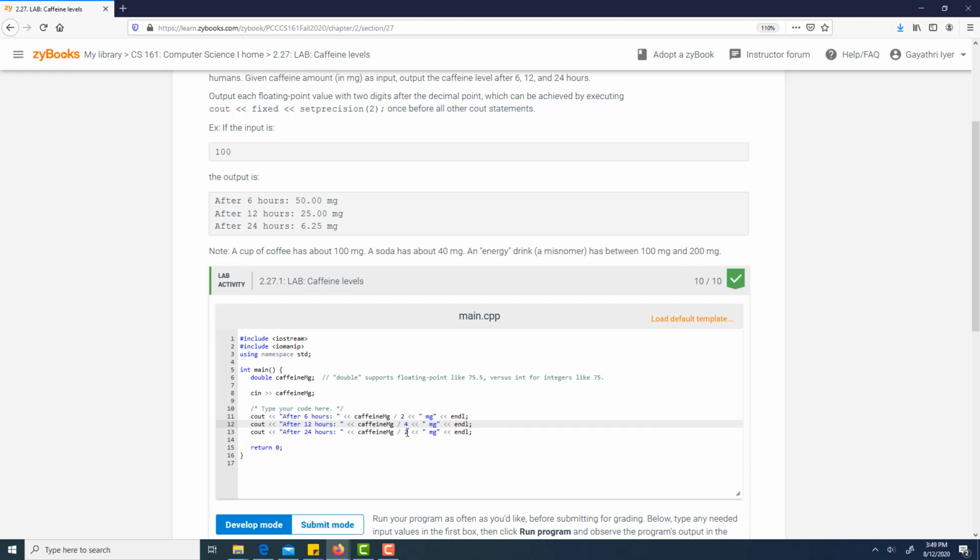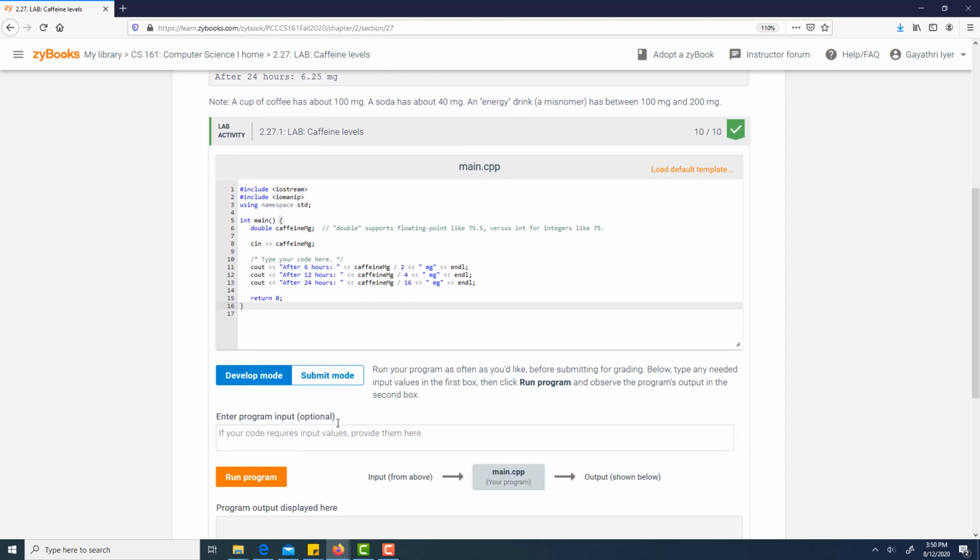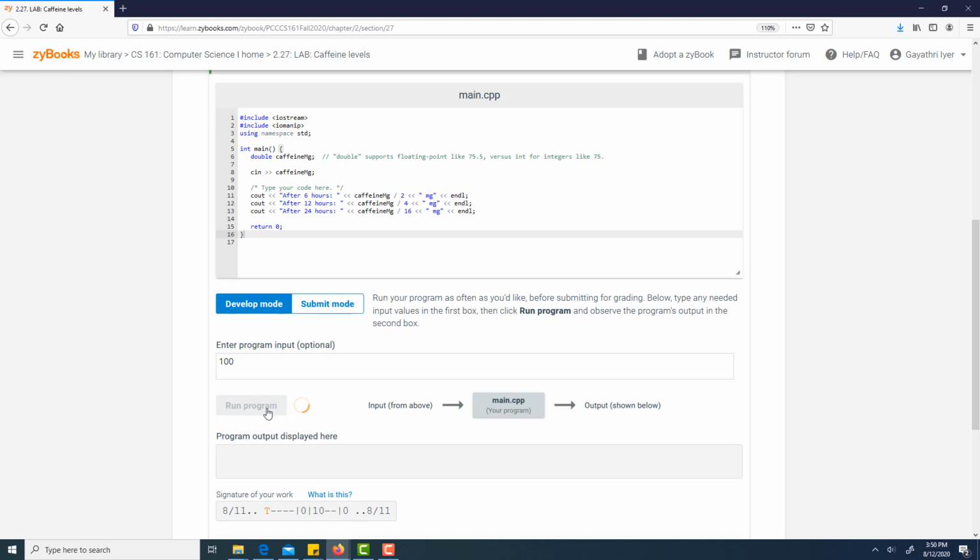Sorry, 4. Now for this one, you divide by 2 for 6, then you divide by another 2 for 12 hours, then another 6 will be 18 hours, and another 2, and another 2 would be 24. So that would be 16. So instead of saying 2 times 2 times 2 times 2, we can simply say 16. Okay, and I have an endl after that. I think that should do it. Let's leave it in develop mode. If your program requires input, let's type in our input. It does require input. So let's say run and see what we get.